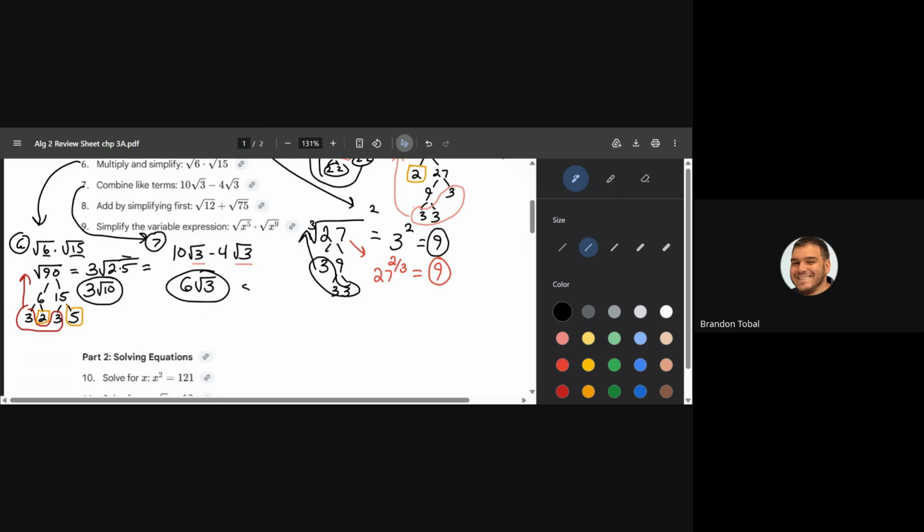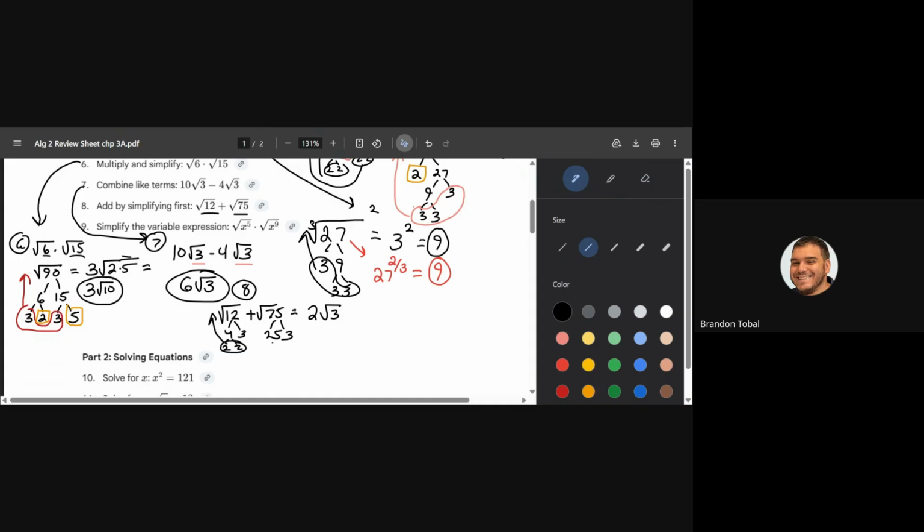Now, number 8 is a little bit more tricky. I might have to clear this out. No, I'll leave it there. Number 8. I'm going to have to add, but in order to add, I have to simplify these guys first. So root 12 plus root 75, I'm going to break down 12 to 4 and 3, 2 and 2. Pair 2 goes on the outside, so this becomes 2 root 3.